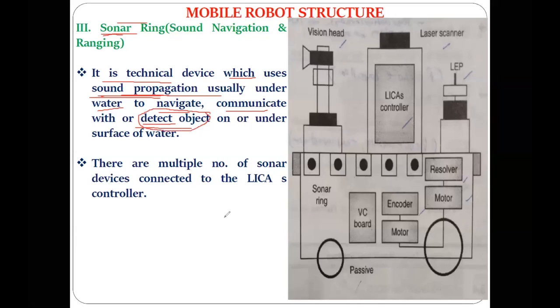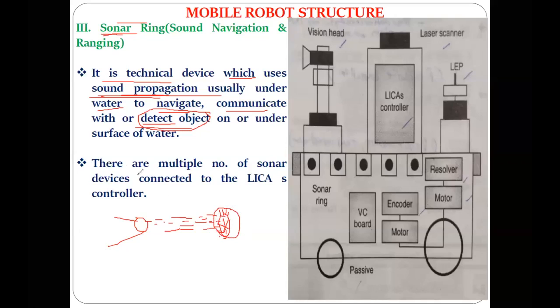Okay, sound propagation. So if there is some particular object, with the help of sound propagation, some rays are released, and if there is some object somewhere in the water or in the environment, that sound gets stuck with this object. And automatically from that it can be concluded that there is some obstacle, some object there.